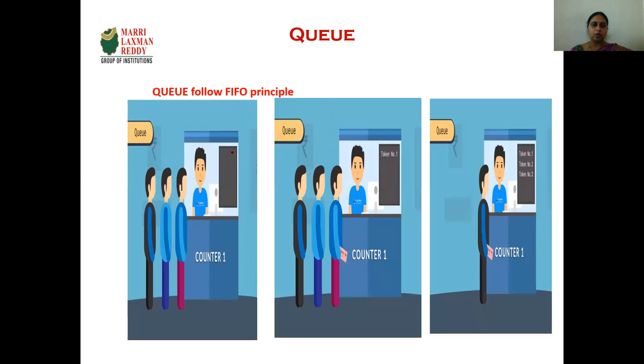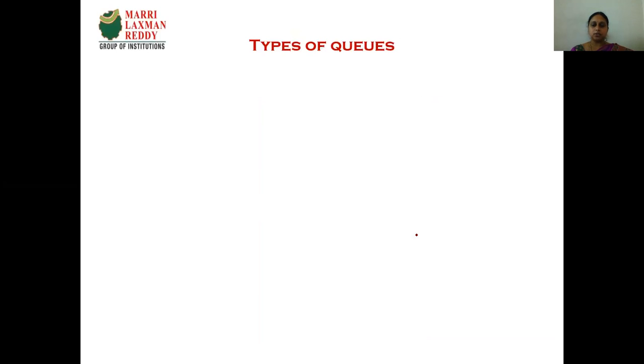If you want to take a token at the counter, you need to stand in a queue. Here we have three persons standing in the queue. The first person will be served first, and then only the second person will get a chance to take the token. After the second person completes, the third person will get a chance to take the token. This is the way services happen in a queue.